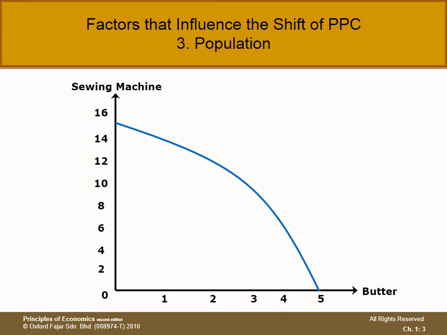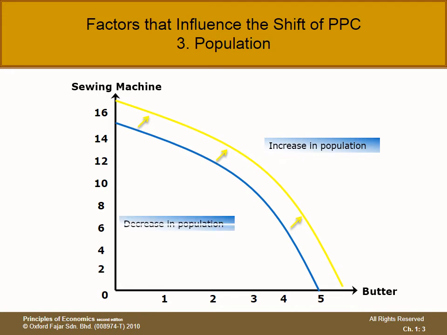Another factor is actually population. Population can also increase the number of production. If we have a higher population growth, it means you can see an increase in population, so you have to shift your PPC rightward. The blue one is the original PPC, and it will shift to the new one. The yellow one is our new PPC. Because of the increase in population, the number of production will increase as well. The number of sewing machines will increase from 15 to 17, and the number of butter will increase from 5 to 6.